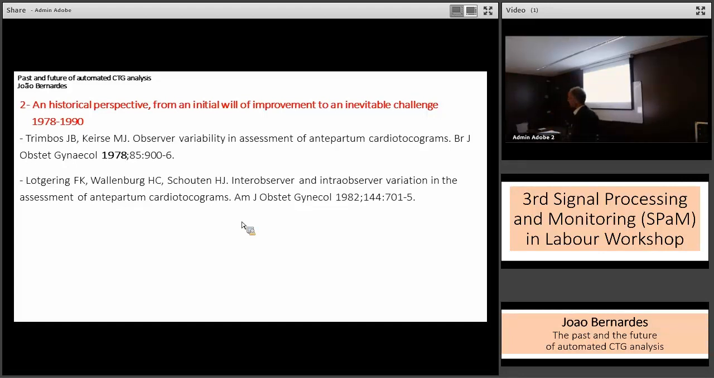This changed the history of automated CTG analysis, because from this time on, automated CTG analysis became an inevitable challenge. We need computers to improve our capabilities of analysis, but we also need computers to agree and to help us to be consistent.